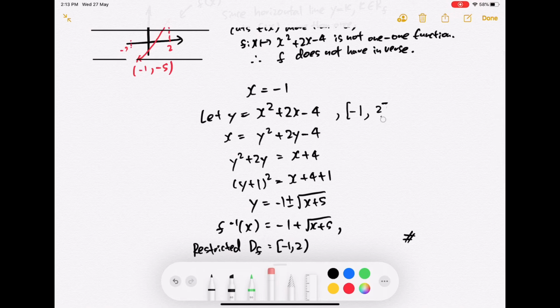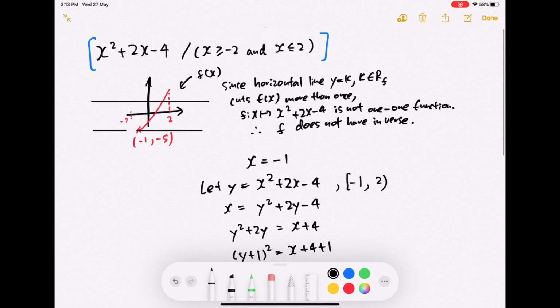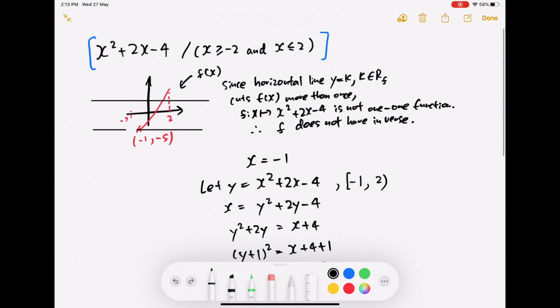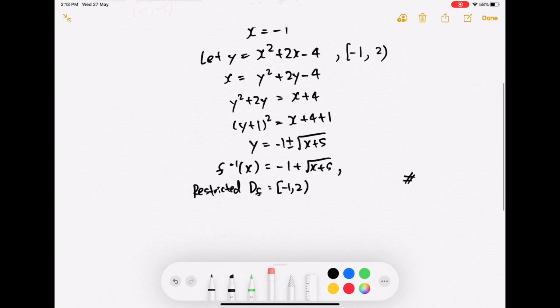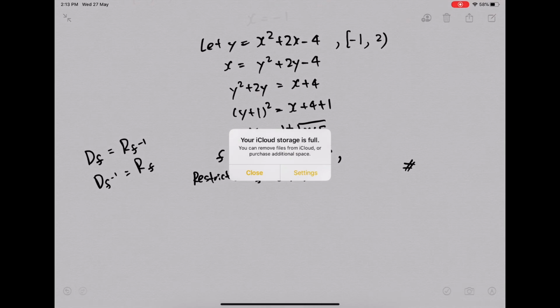Okay, probably this one is a bracket. Okay, I'm gonna change a little bit on this. So we want this to be less than 2. Okay, so once we get this, on a side note, what we have is that for our domain of f, it will be equal to our range for the inverse, and for our domain of our inverse, it will be equal to our range of f. Okay, so this is the thing that you need to take note of.